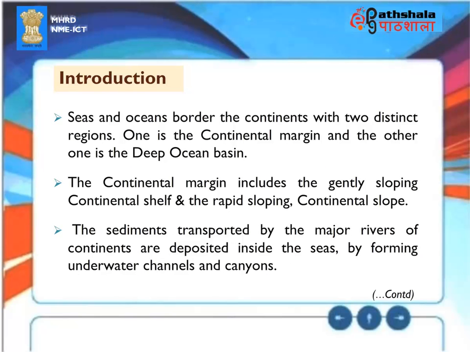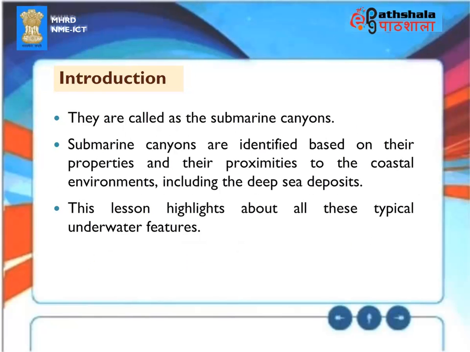Seas and oceans border the continents with two distinct regions. One is the continental margin, and the other one is the deep ocean basin. The continental margin includes the gently sloping continental shelf and the rapid sloping continental slope. The sediments transported by the major rivers of continents are deposited inside the seas by forming underwater channels and canyons. They are called the submarine canyons.